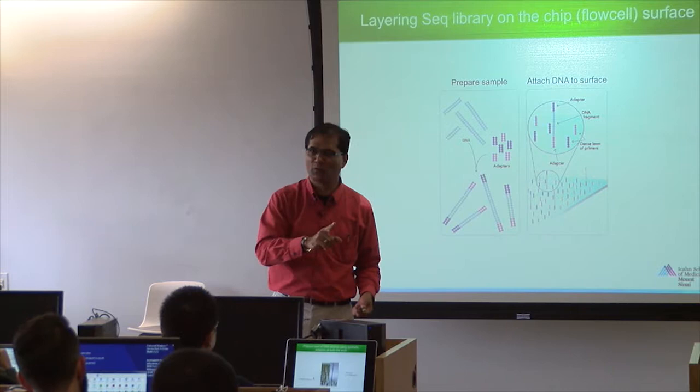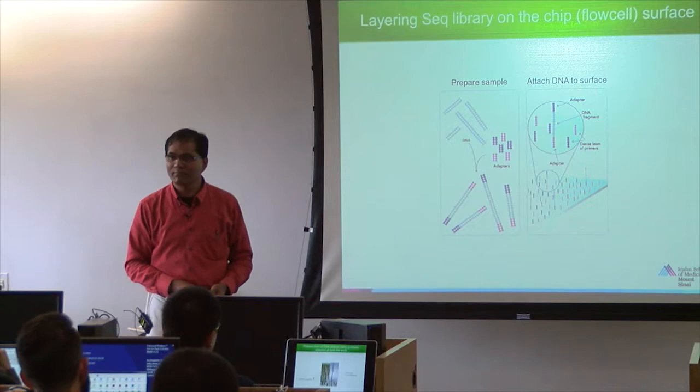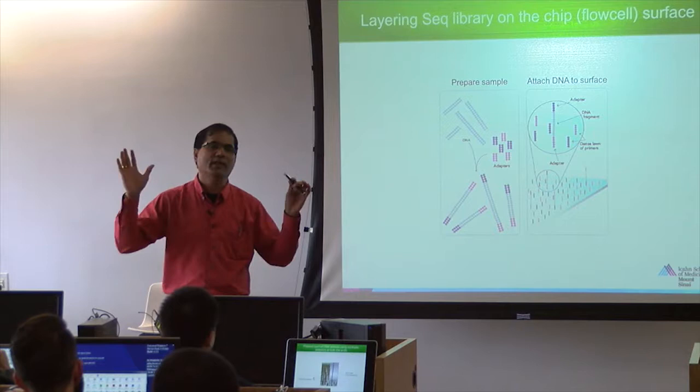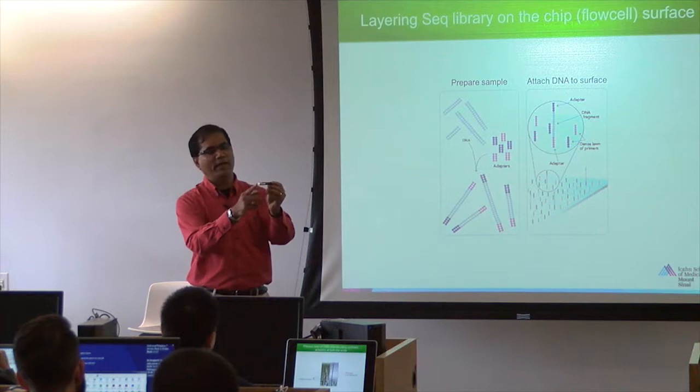How long are the reads? That's right. If we sequence, suppose 200, you can get 200 base pair reads. Okay, 100 you can sequence in one end. You can sequence another 100 from another end. You can go up to 300, 150, 150. For simple mathematics' sake, we are sequencing, suppose 200, 100 from this end, 100 from this end. So 200 you are sequencing.